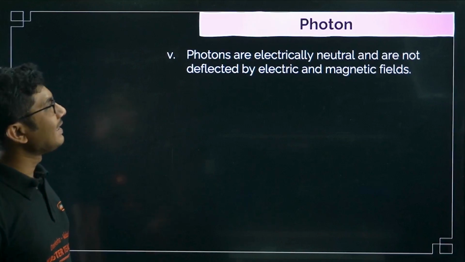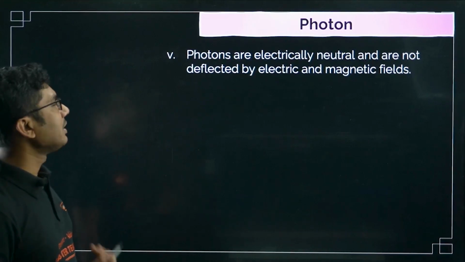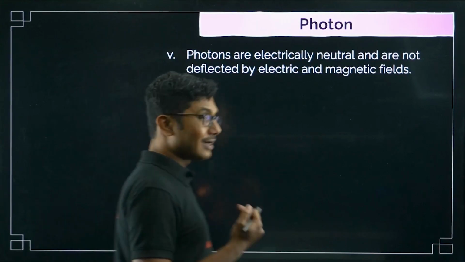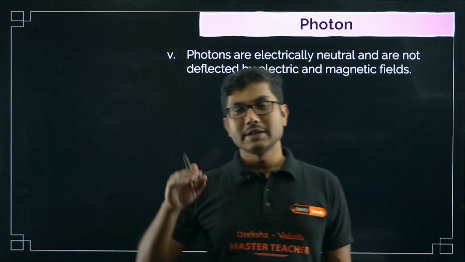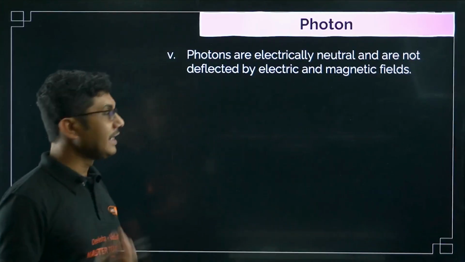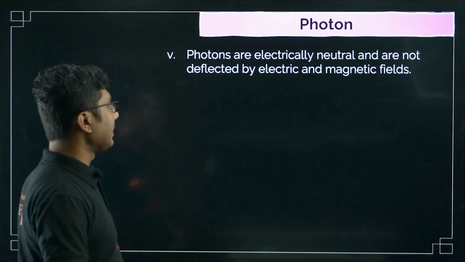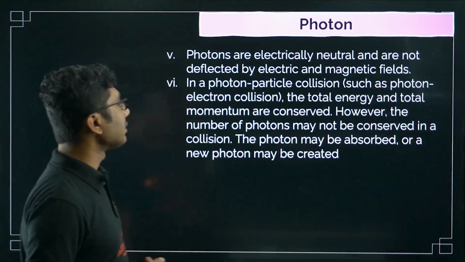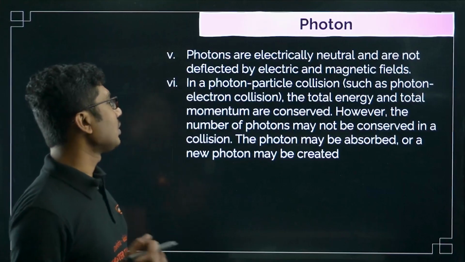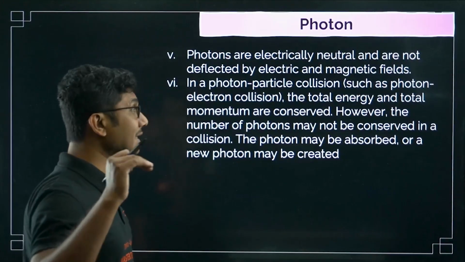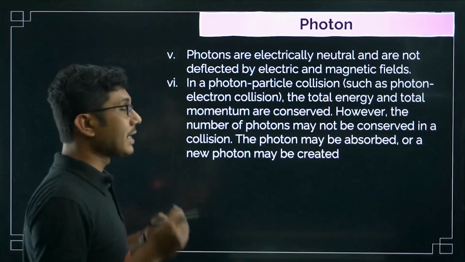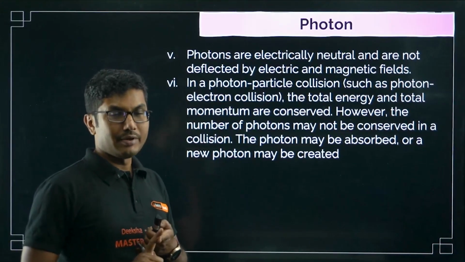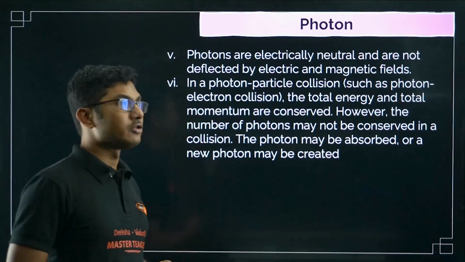Photons are electrically neutral and are not deflected by electric and magnetic fields. So they do not have any electric properties, and they do not experience any force from electric or magnetic fields. In a photon-particle collision, such as a photon-electron collision, the total energy and the total momentum are conserved. Very, very important. So whenever a photon and a particle collide, total energy will be conserved and total momentum will also be conserved.